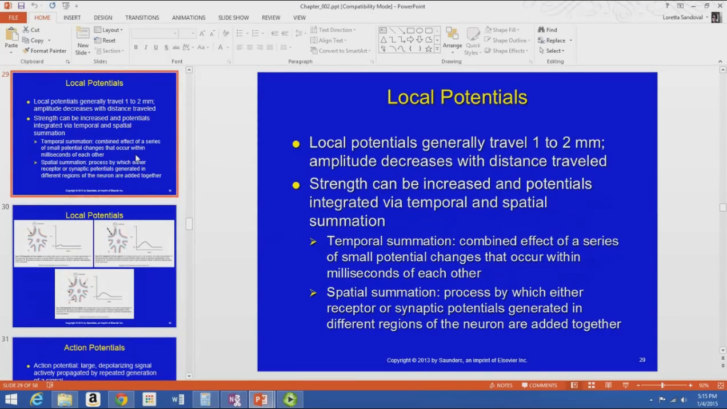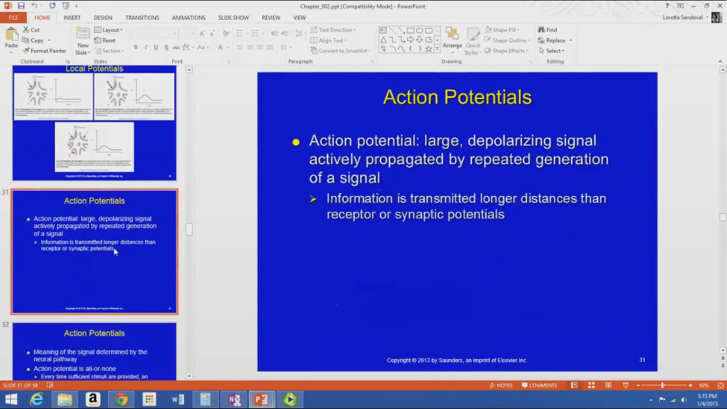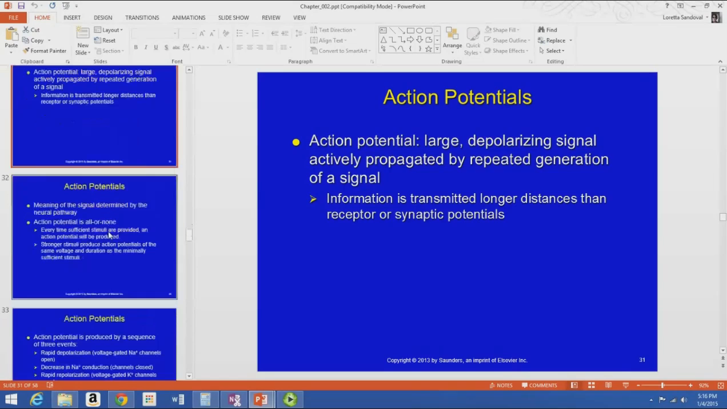So I'm not going to go through temporal and spatial summation anymore, but you have to. The point is the strength has to be increased enough to generate that threshold amount, that action potential, so then the neuron will fire and it will propagate that signal down the length of the neuron. Okay, so the action potential is a large depolarizing signal that's actively propagated by a repeated generation of the signal. So it keeps doing it until the neuron fires. The information is transmitted a longer distance than just a small receptor or synaptic potential.